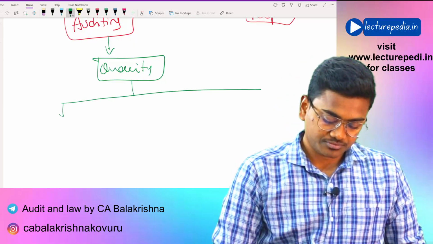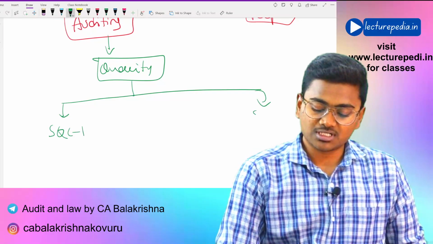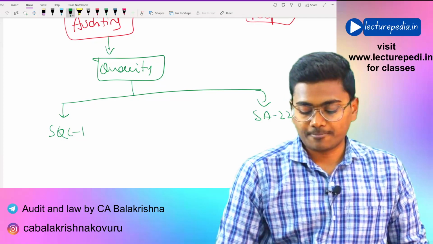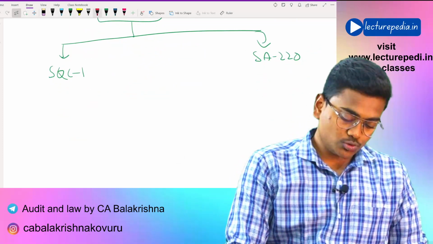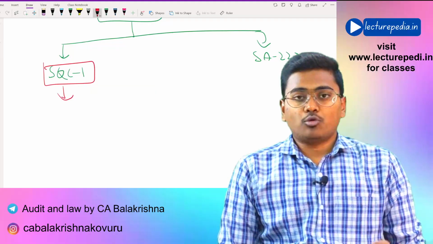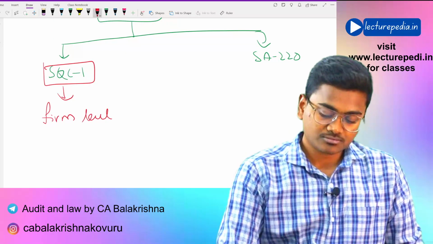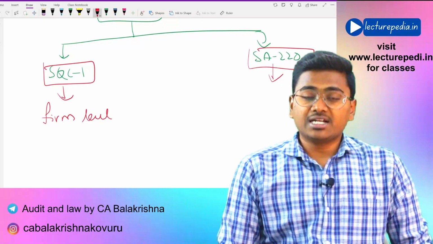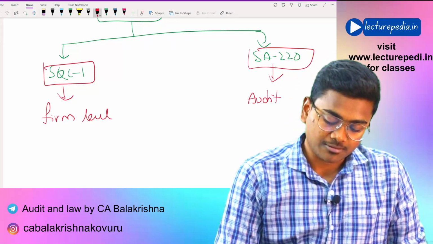One is SQC-1 and another one is SA-220. Now what is the difference between SQC-1 and SA-220? SQC-1 deals with the system of quality control at firm level, whereas SA-220 deals with quality control at audit assignment level.